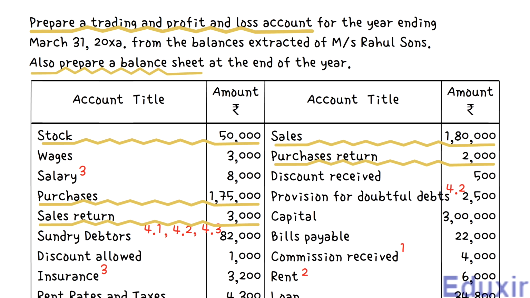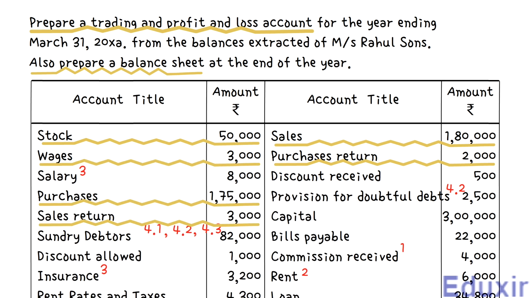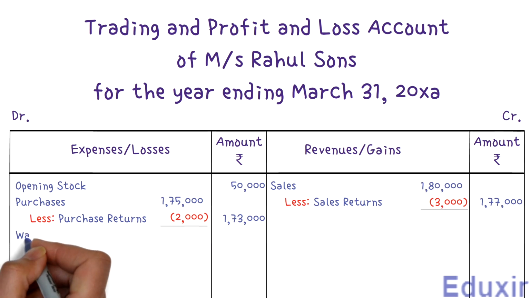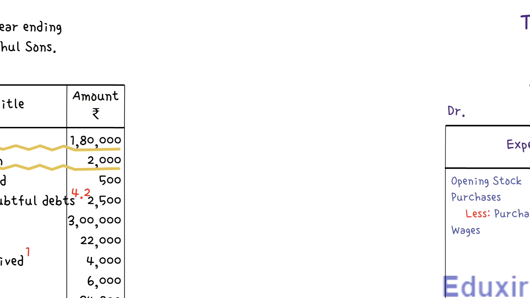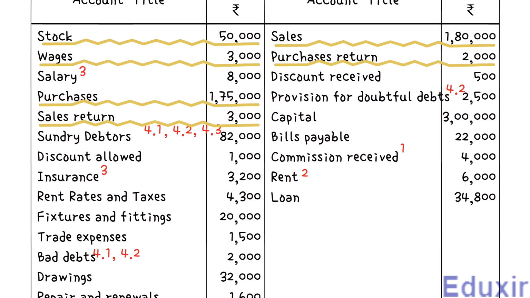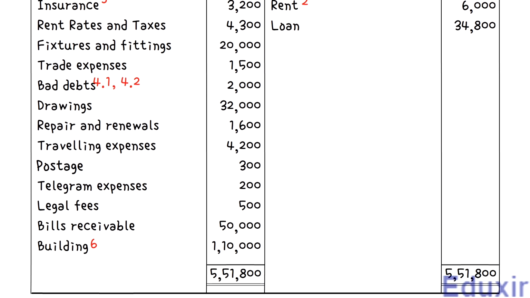So the next item that we should consider for the trading account is wages. The corresponding balance amount is given as 3,000 rupees. So let's write wages in the expenses column of the trading account and the corresponding amount of 3,000 rupees in the amount column. Now, if you scan the balances, we don't find any other balances that we should consider in the trading account. So the last entry that we should look for in the trading account is the closing stock.